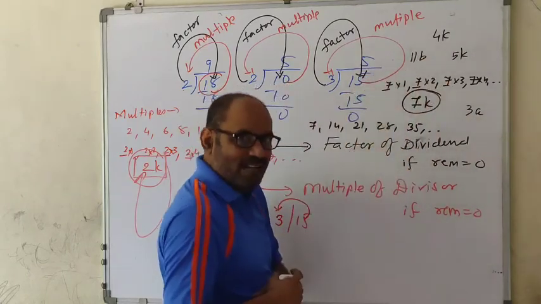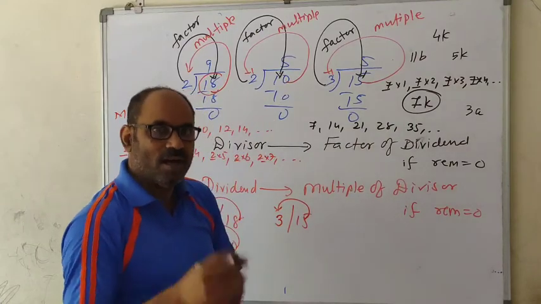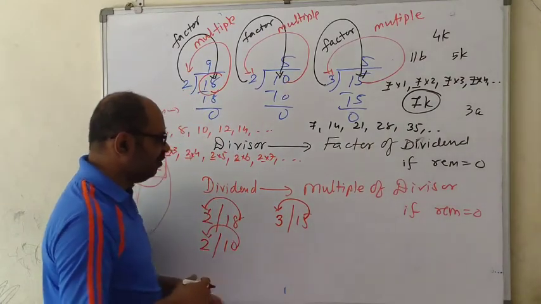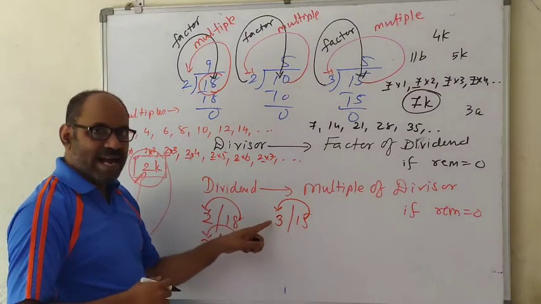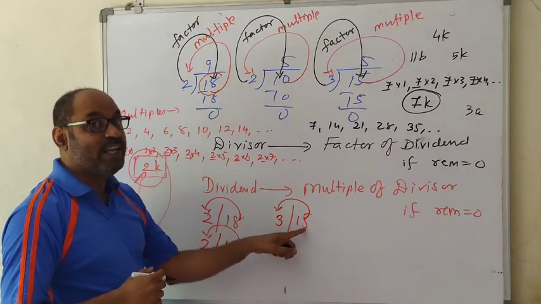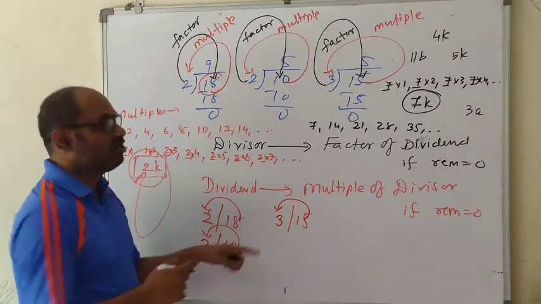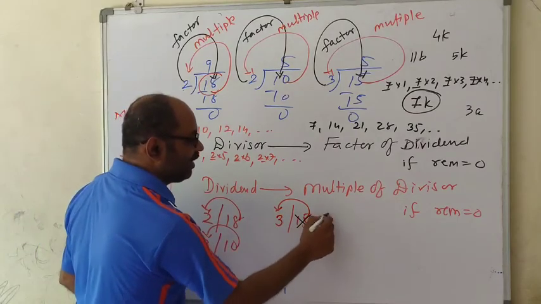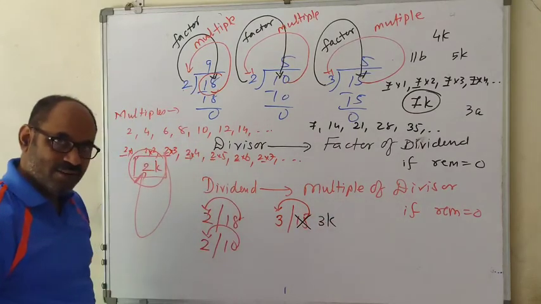11b, it's a multiple of 11. Got it? Understood this? So here 15 divides 3 exactly. So 15 is a multiple of 3. So for 15, I can write 3k because it is a multiple of 3.